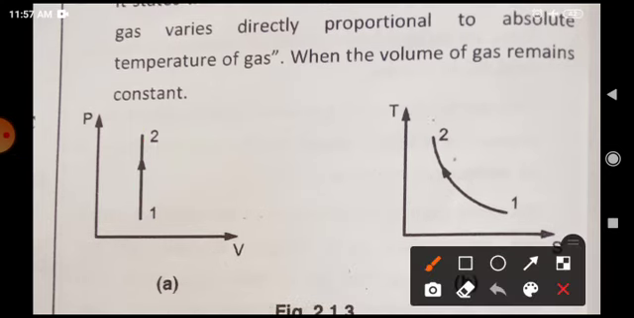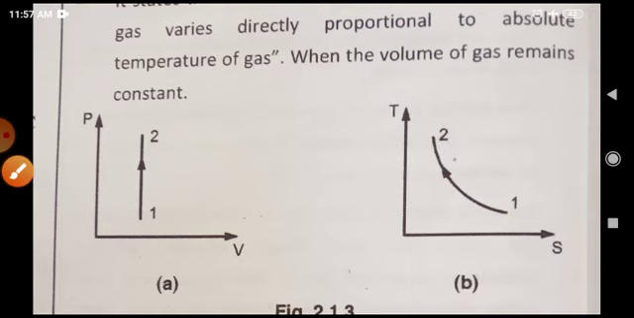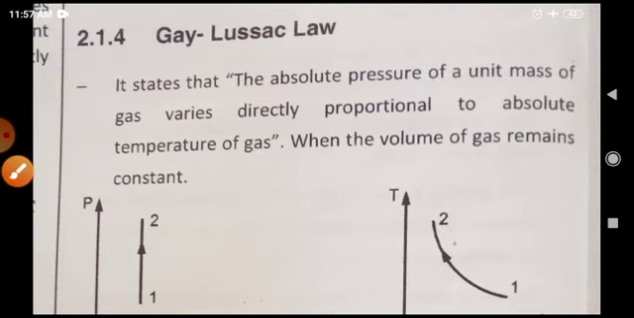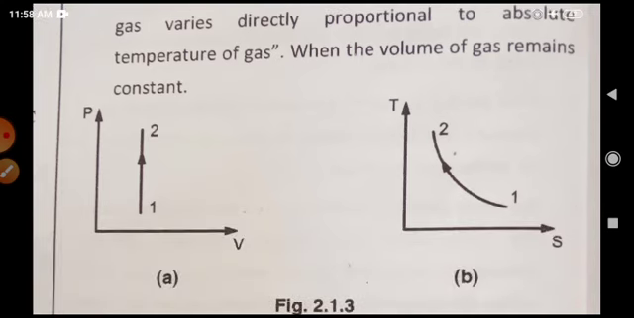On the TS diagram you can see the variation is quite parabolic or hyperbolic. Let's read the law, Gay-Lussac's law: the absolute pressure of a unit mass of gas varies directly proportional to absolute temperature when the volume of the gas remains constant. That means pressure is directly proportional to temperature, with no consideration of volume because it is constant.